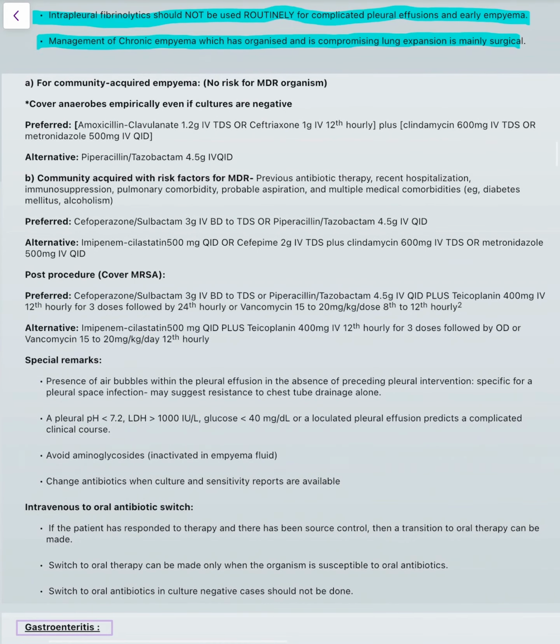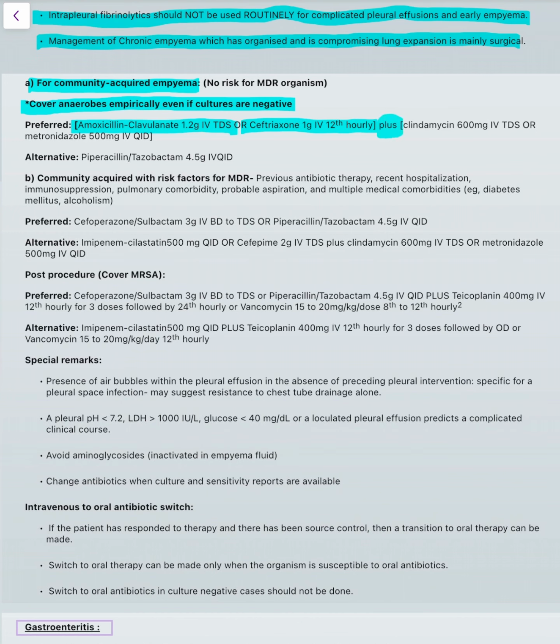So we'll see what the treatment is. Empirical antibiotics for community acquired empyema, if there is no risk for MDR organisms, like any respiratory illnesses or immunocompromised state. In those cases, we have to cover anaerobes empirically even if the cultures are negative. What is the preferred regimen? Amoxiclav 1.2 gram IV 3 times a day or ceftriaxone 1 gram IV 2 times a day plus, this is the main thing, we have to cover the anaerobes also.